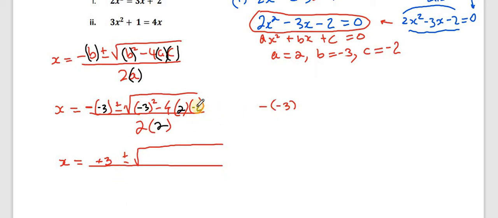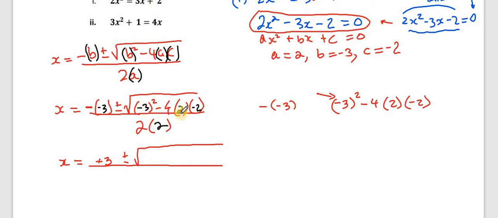Next, I want you to put this entire thing in your calculator. Negative, open bracket, -3. Make sure it's in the bracket. And put the square outside. Then -4, open bracket, 2, and open bracket, -2. Put all of that in your calculator one time. Don't break it down, minimizing errors. What do you get? 25. Okay, and let's check that.